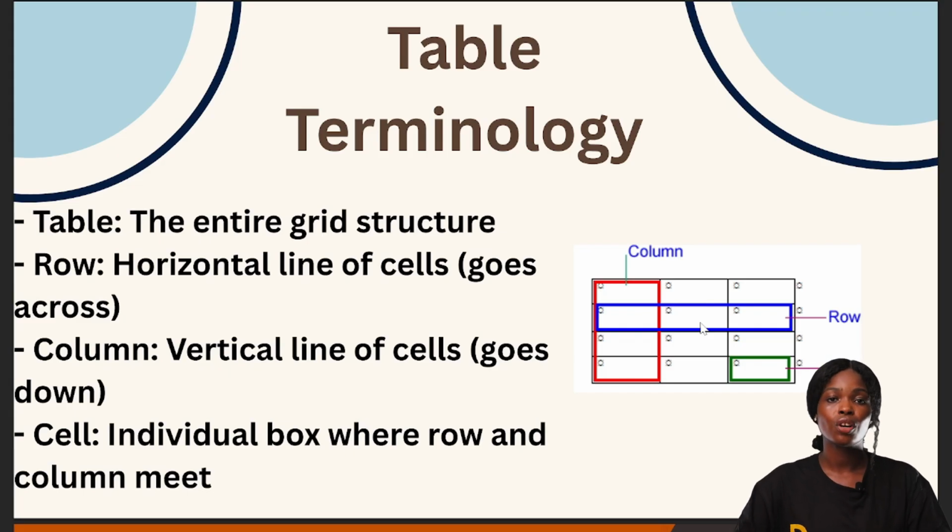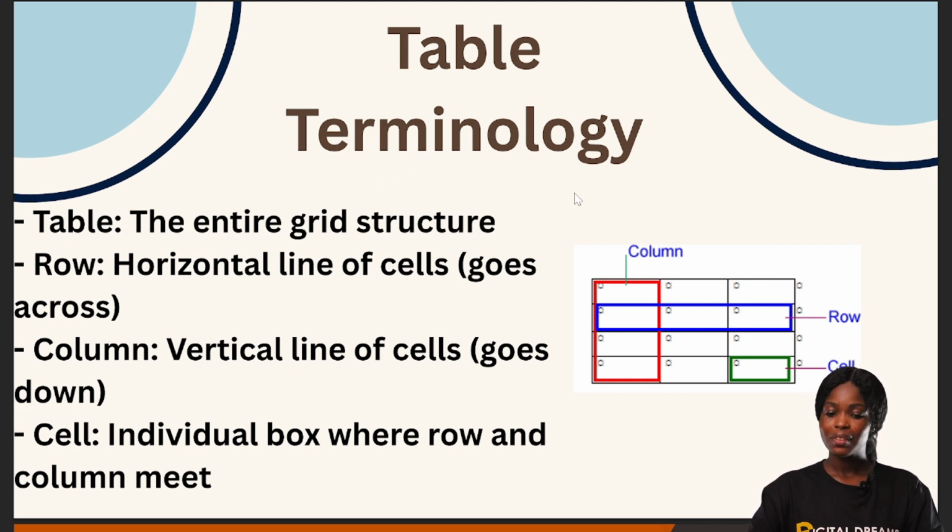Now let's go through the table terminology. The table is the entire grid structure. This is the table. You can see my cursor and what I am showing you. Now the row is the horizontal line of cells. Now what is a cell? These are the individual boxes you have here. 1, 2, 3, 4, 5, 6, 7, 8, 9, 10, 11, and 12 cells. This is what we have in this particular table.